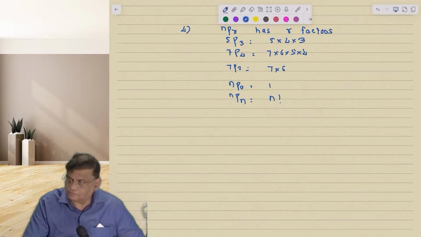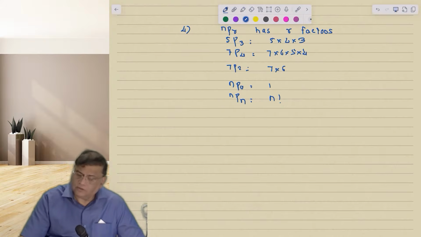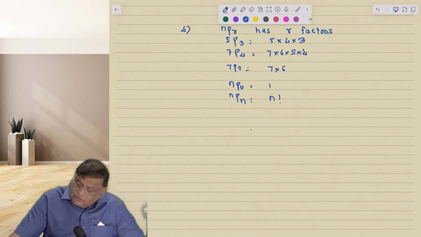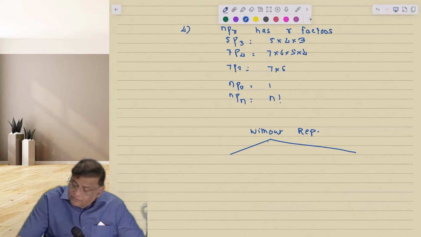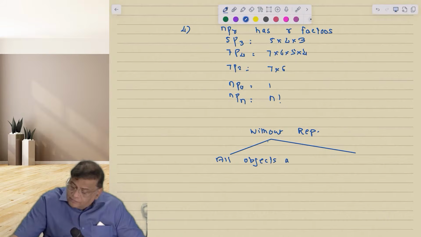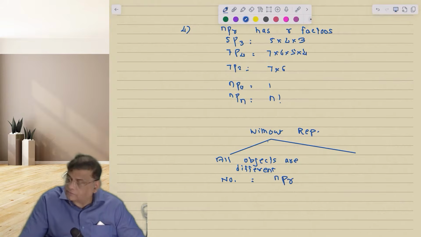Yes or no? So this is without repetition and with repetition. Now, in without repetition, if all objects are different, then the number of course is nPr.